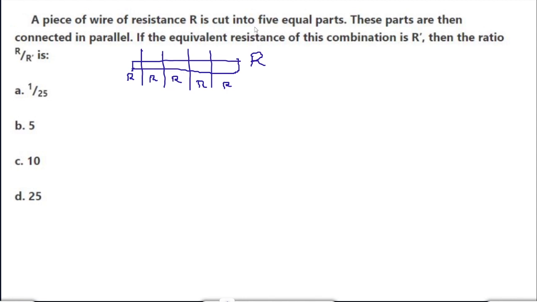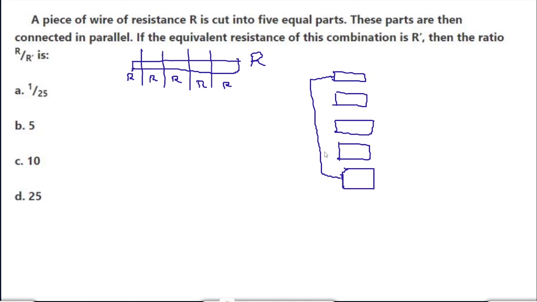And now, all these parts are connected in parallel. Like this, we have connected all these pieces in parallel combination, right? So what they're asking is, if the equivalent resistance of this combination is R dash, so the equivalent resistance of this complete circuit is R dash, and each rod has a resistance R, right? Then he is asking what is the ratio of R dash to R, right?